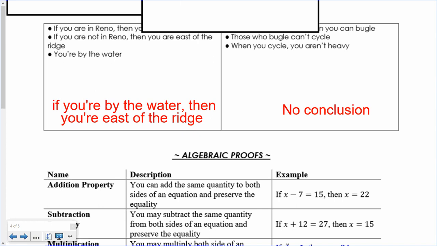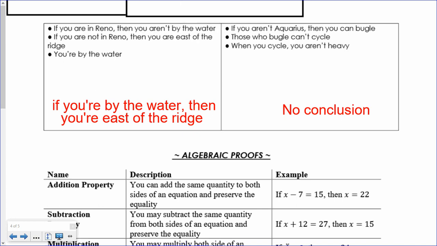You should end up with no conclusion, because when you guys are writing the layout, I believe you get cycle and can't cycle, and there's no way that you can change or use a contrapositive to get them to line up. So that one would be no conclusion. All right, any questions on those?